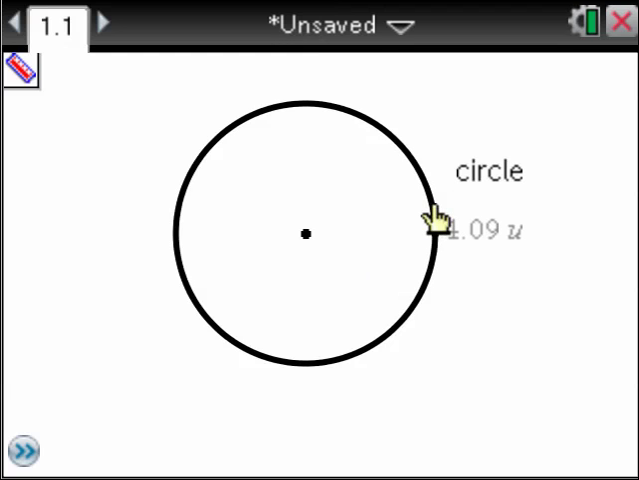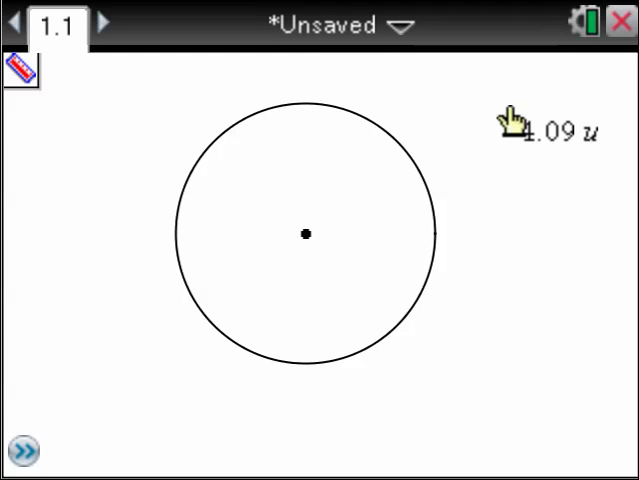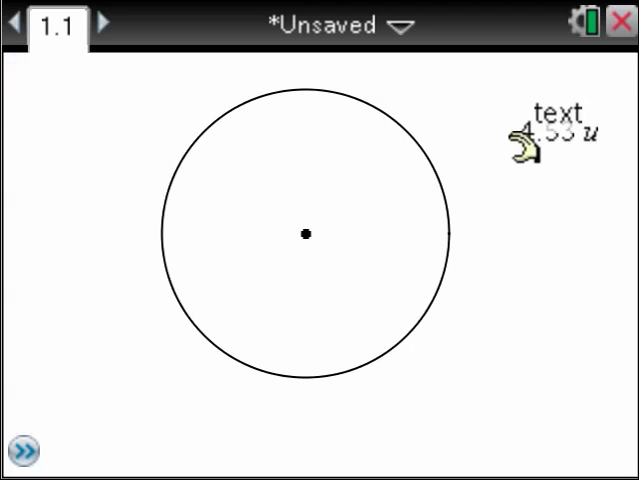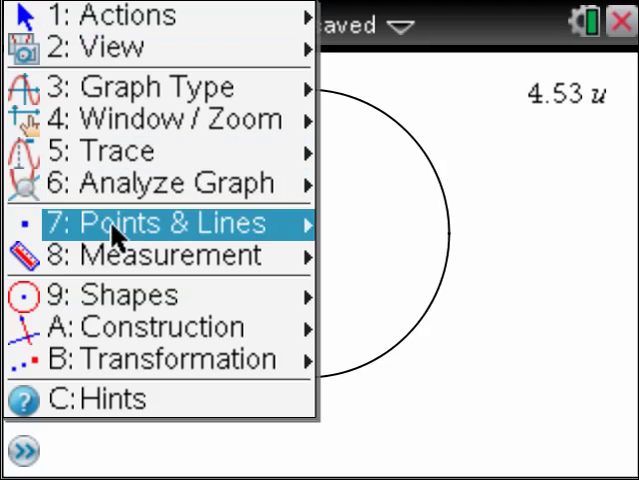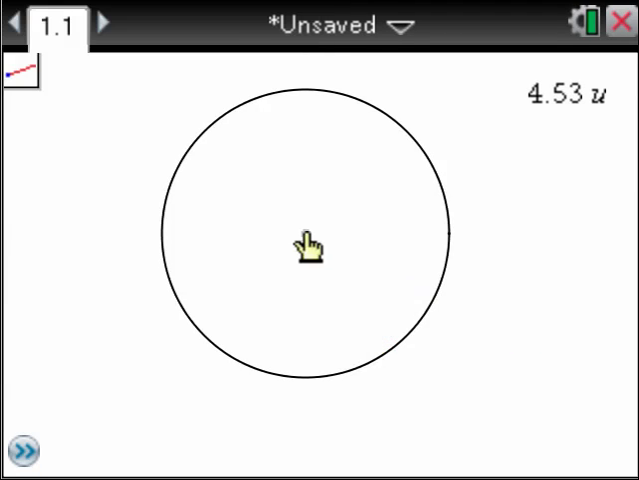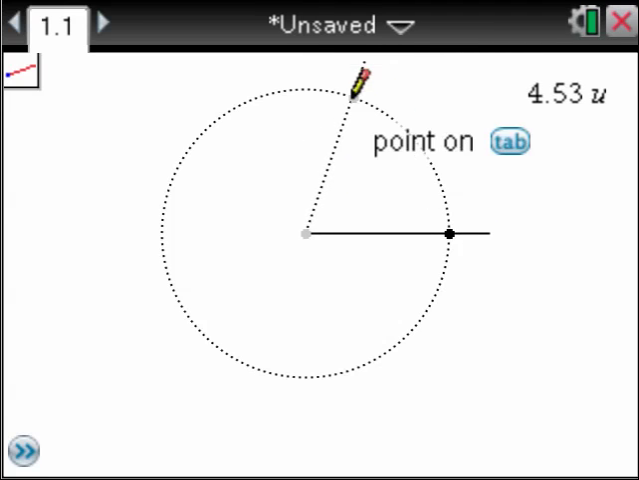So I'll measure its radius, just to check to make sure that looks reasonable. Yes. So this is the radius. Let's remember that. Now we need 2 rays for our angle, if this is the way you are deciding to indicate your angle with rays.